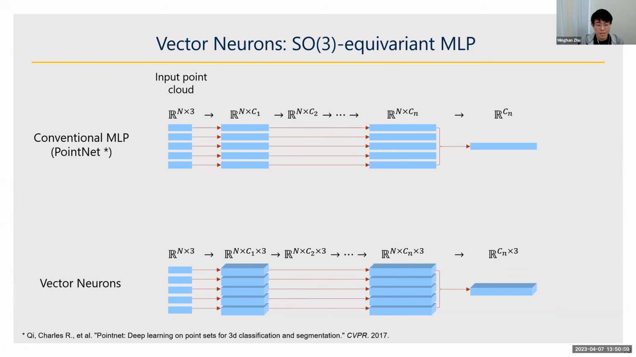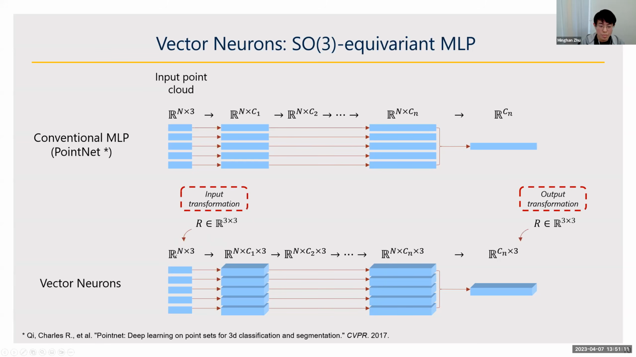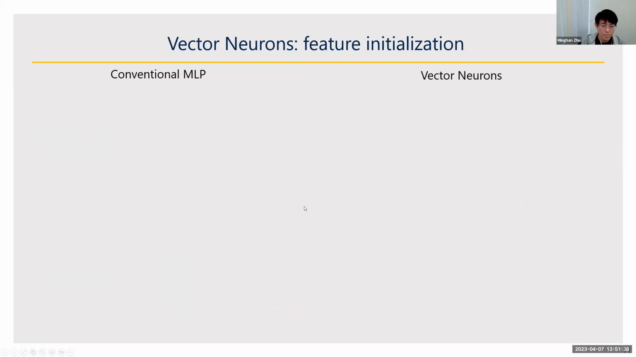And why this can be a rotation equivariant network is because notice that there's a length 3 dimension at the end of every feature. Therefore, both the n by 3 input point cloud and the c by 3 output feature can be acted on by a rotation matrix, a 3 by 3 matrix, in the input and in the output. On a high level, this is what enables the vector neuron to be a rotation equivariant network. I'll break this up step by step and show you how this is achieved. The first step is called feature initialization.